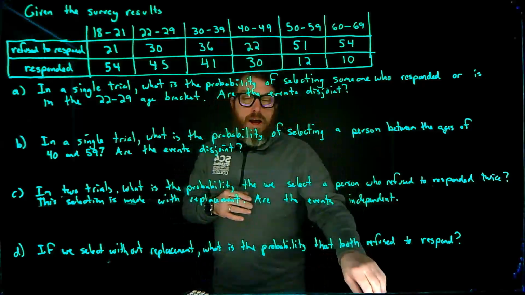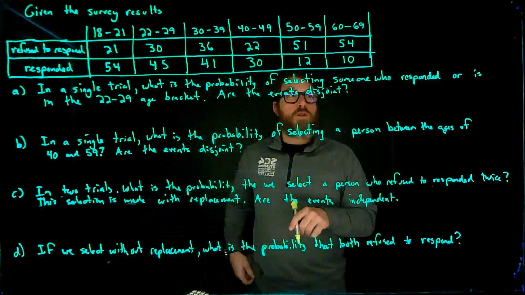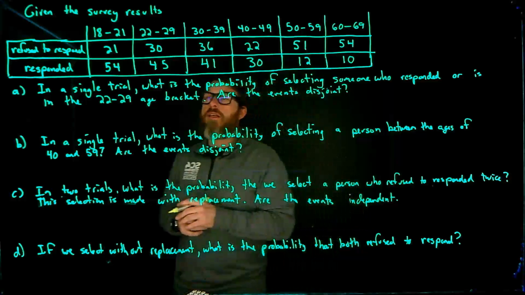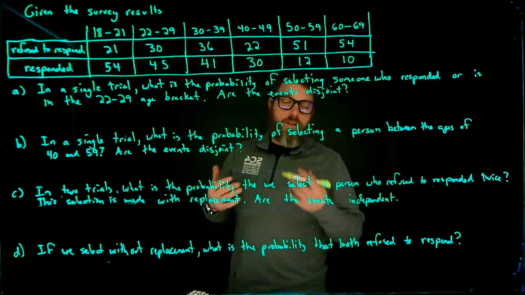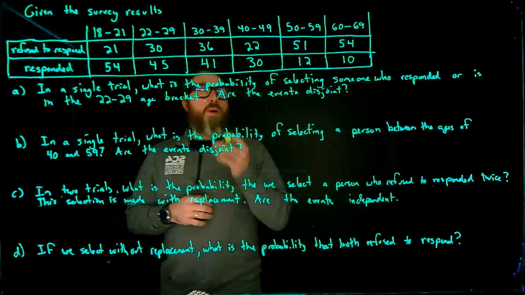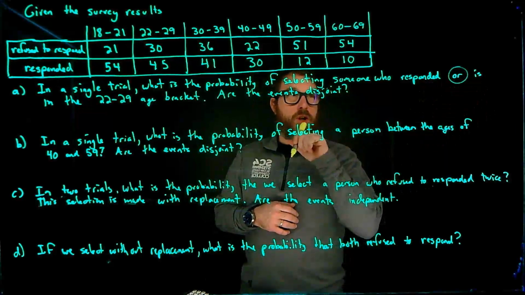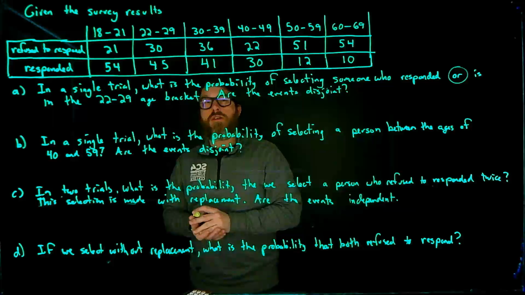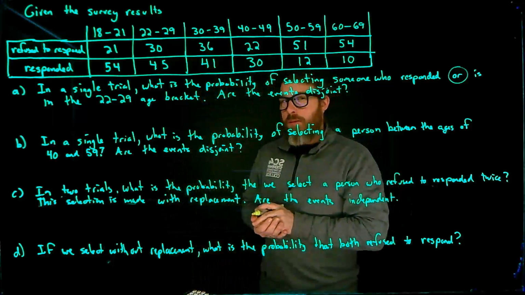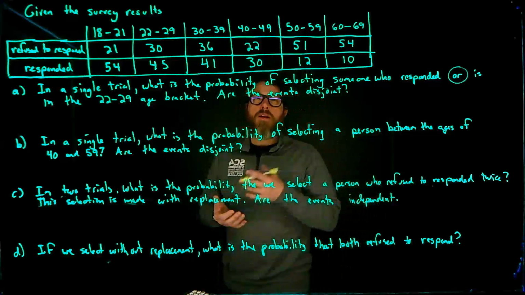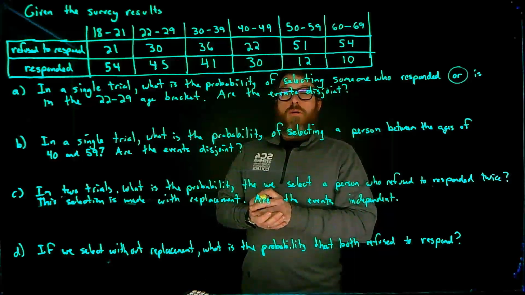So let's find the probabilities. It says in a single trial, what is the probability of selecting someone who responded or is in the 22 to 29 age bracket? And then I further ask, are these events disjoint? I can see that this immediately is an OR statement. So I really need to know what is event A and what is event B. We know that the probability of A or B is going to be the probability of A plus the probability of B minus the probability of both, assuming they overlap.